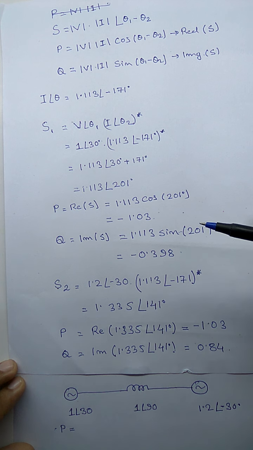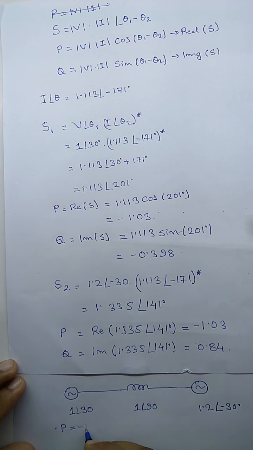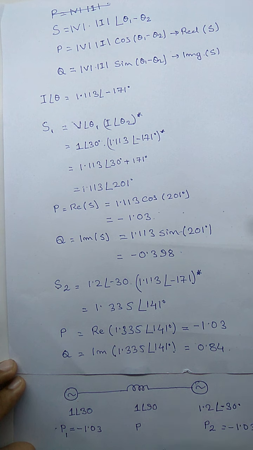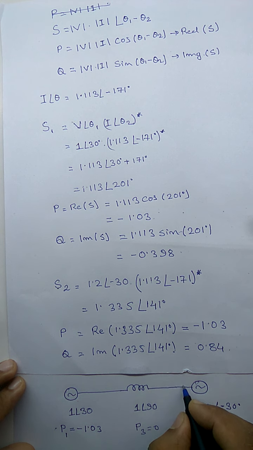We have calculated P for the first source to be minus 1.03. What is the P for this source? I'll write it as P1, this as P2. P2 is again minus 1.03 and P3 is 0. Now while solving the circuit, we have taken an assumption that the power is flowing in this direction.